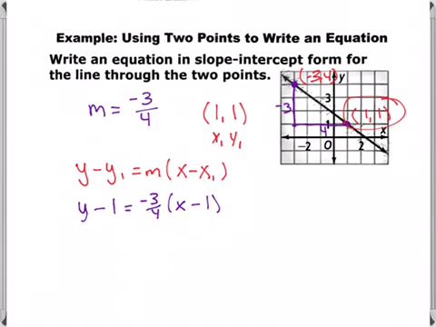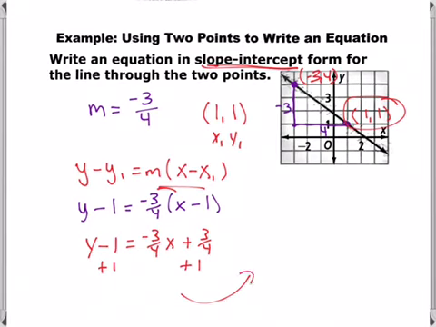Now we have to simplify this because they asked for the answer in slope-intercept form. So that means we distribute the slope. You've got y minus 1 equals -3/4 x plus 3/4. And then the last step would be to add 1 to both sides. So our final answer in slope-intercept form becomes y equals -3/4 x plus 1 3/4, or if you prefer decimals, 1.75.